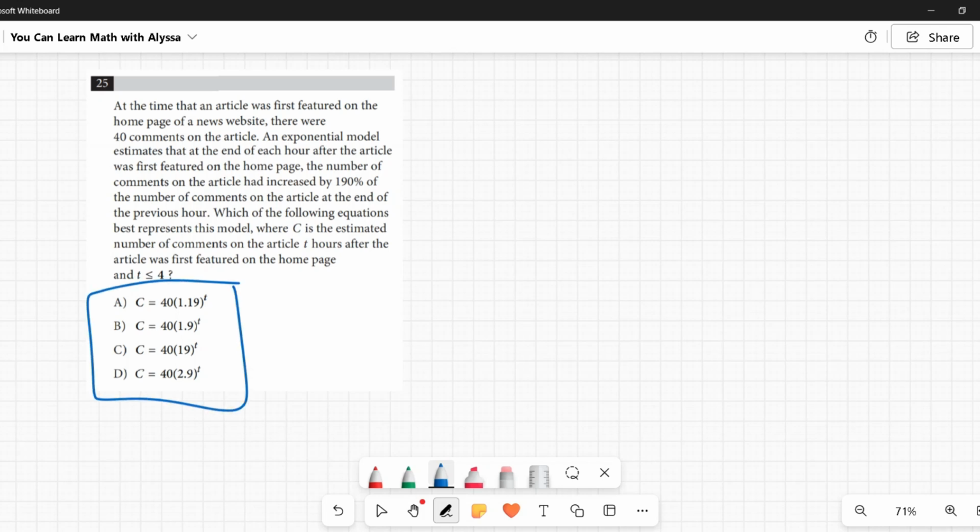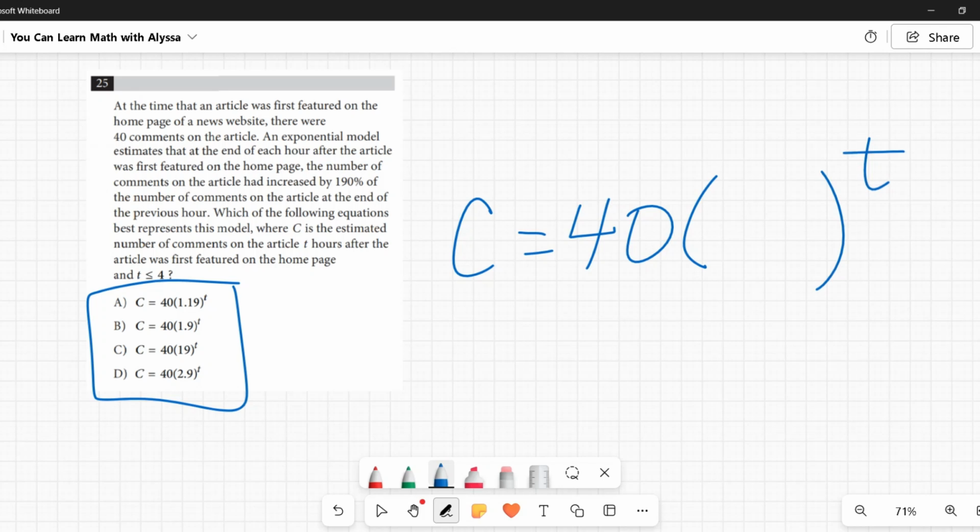And what do we see when we look at these answers? We see that no matter what, it's going to be some variation of this: C equals 40 times something to the power of T, because that's what we see in all 4 of these. The only thing that changes is what we're multiplying it by. So that's our question. What are we multiplying it by? We're increasing by 190%. So I want to ask myself, how would I increase this by 190%? What would I multiply it by?